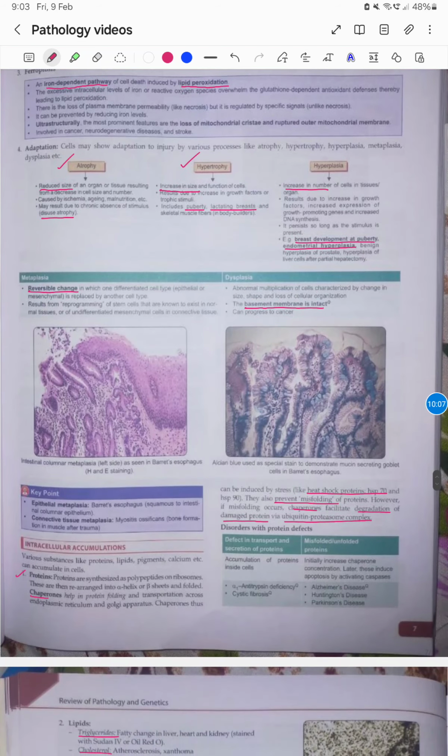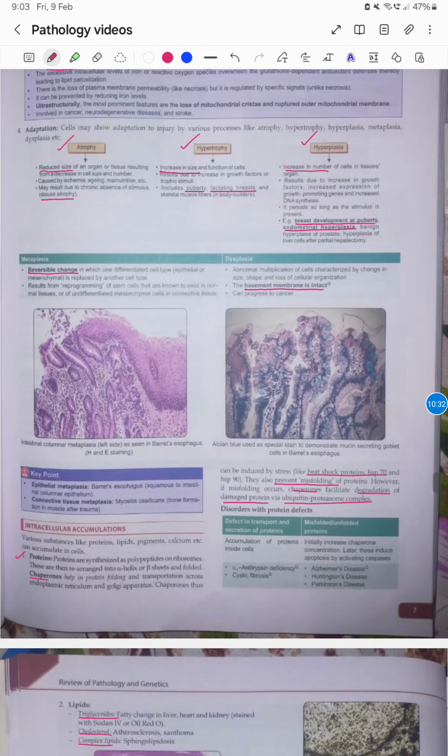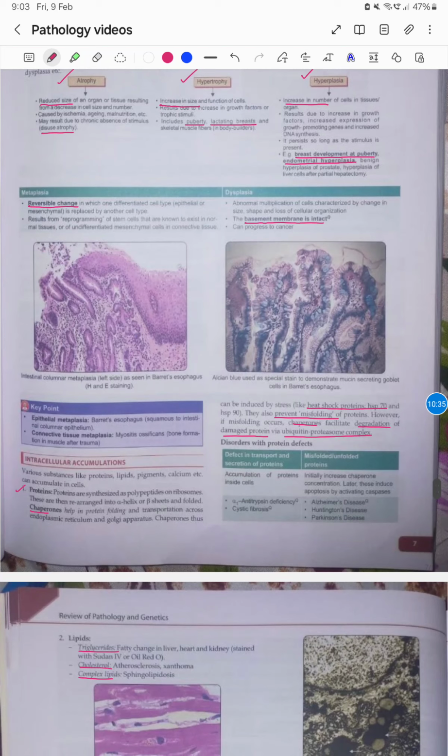Adaptation: 5 types of adaptations: atrophy, hypertrophy, hyperplasia, metaplasia and dysplasia. Atrophy leads to reduced size, as in disuse atrophy. Hypertrophy, increase in size, seen in puberty and lactating breasts. Hyperplasia, increase in cell number, seen in breast development at puberty and endometrial hyperplasia. Metaplasia, this is a reversible change. That means one type of cell when required changes into another type of cell reversibly.